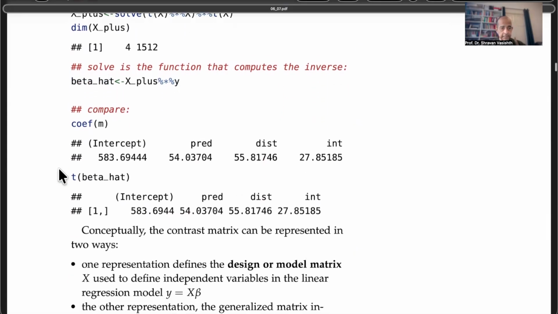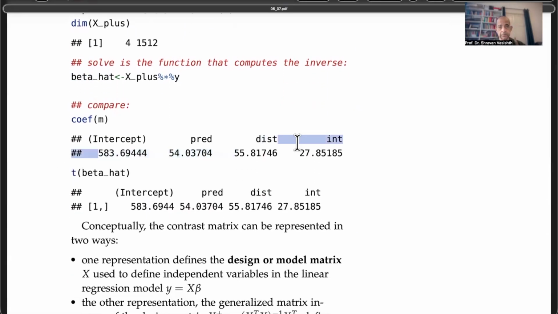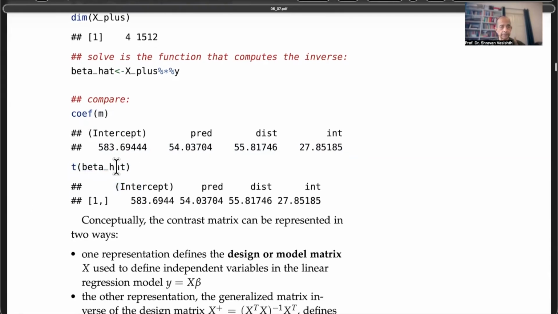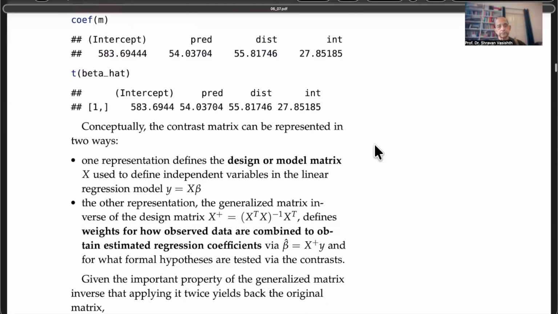And if you look at the beta hats, these are exactly the numbers that I just computed with the LM function, right? Those are the actual LM function coefficients, and I compared them with my hand calculated values for the intercept. They're all the same down to the last decimal point, okay?